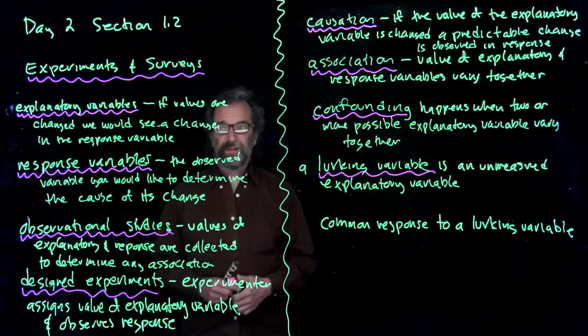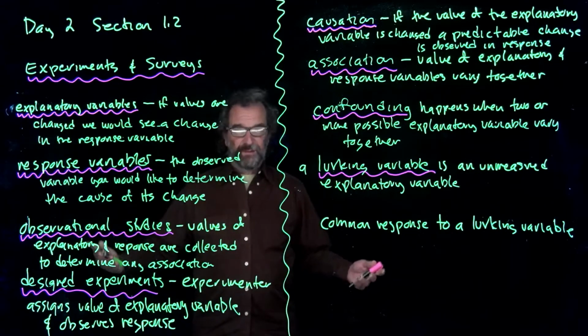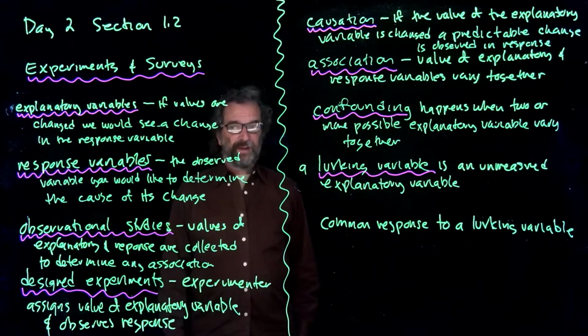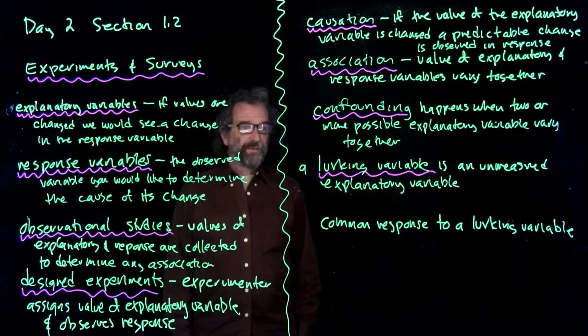Maybe alcohol comes along with more traffic because it's a holiday weekend. There's more alcohol, more cars, more police, but you're not measuring the alcohol. Maybe the alcohol is responsible for the accidents, not the more traffic, not the more police. So that's a lurking variable.